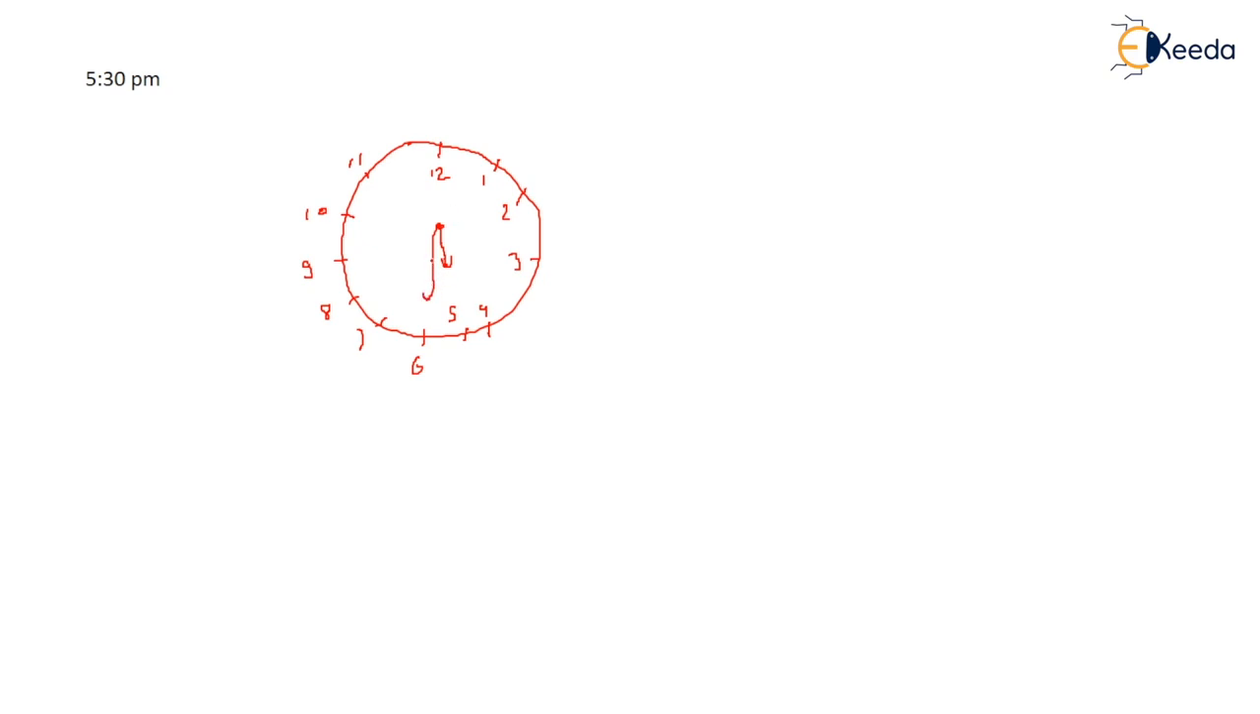Tell me one thing: when 5:30 comes, the hour hand will move a little ahead, right? In this direction it will move, and exactly this angle will reduce. You know that the angle between two hours is 30 degrees, calculated as 360 divided by 12. So we know that our hour hand in 1 minute moves 1/2 degree, right?